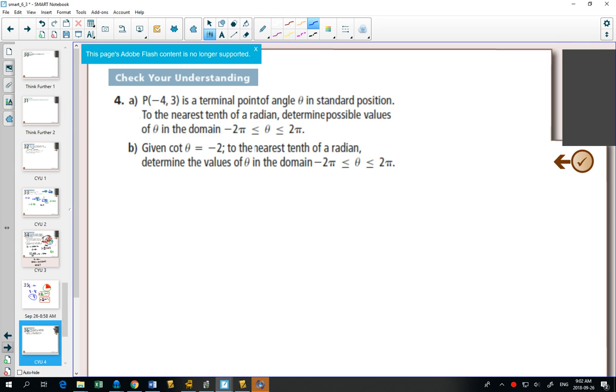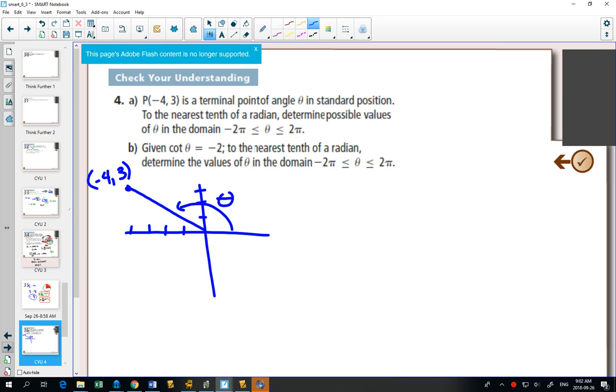Negative 4 comma 3. That's that point right there, a terminal point on the terminal arm of an angle theta in standard position. So here's our angle theta in standard position. Here's our point negative 4 comma 3. We are supposed to determine all the possible values of theta.